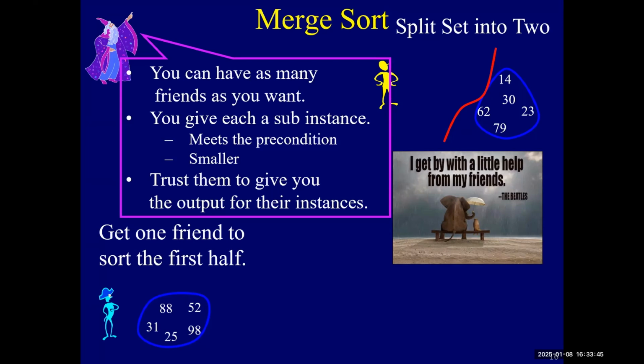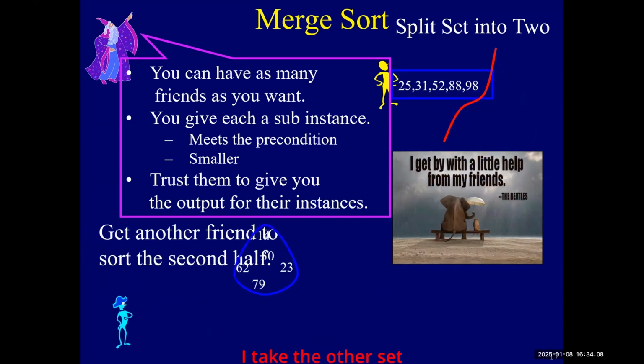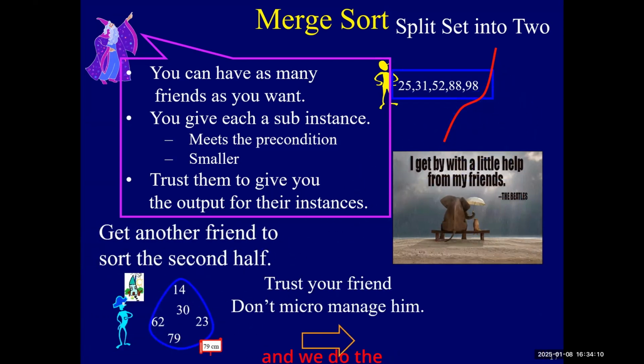Exactly. By magic, he sorts it. That's it. She sorts it. Why? Because it meets the precondition. It's smaller. He sorts it. Okay, great. And then I put those back up there. I take the other set and we do the same thing. I don't micromanage them. See the words? We put the set back up.